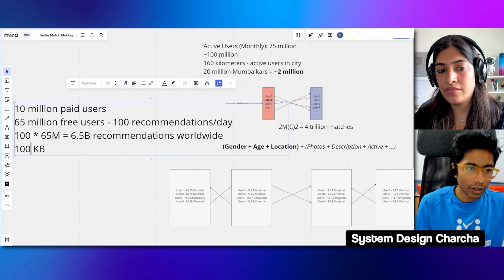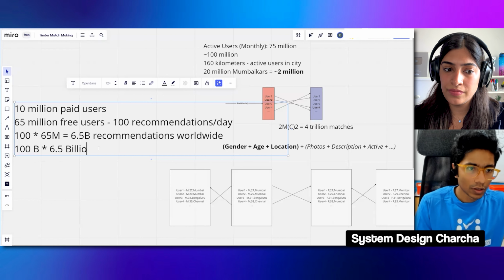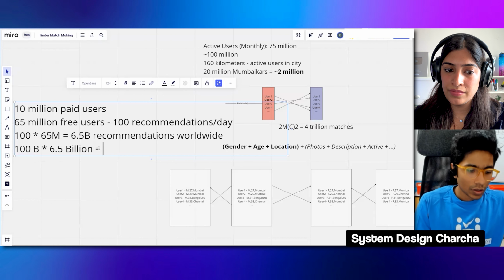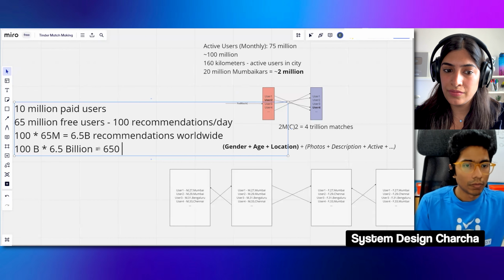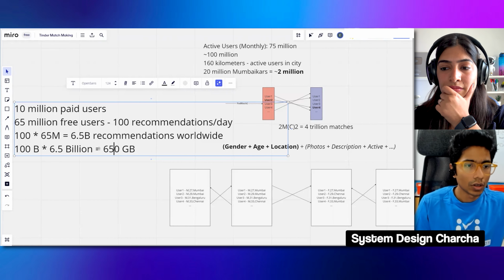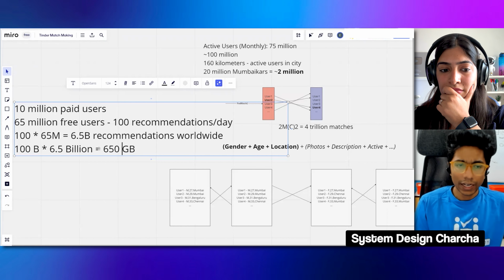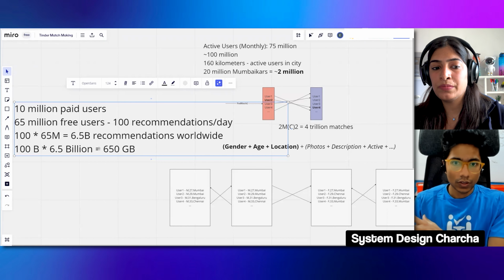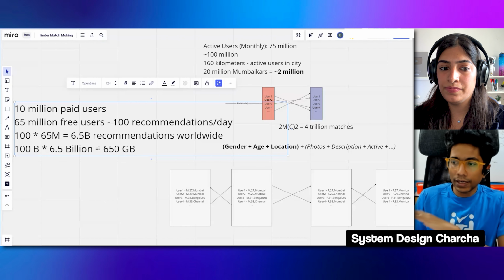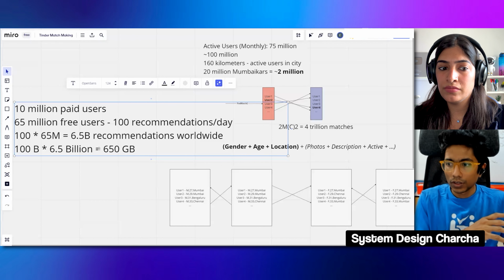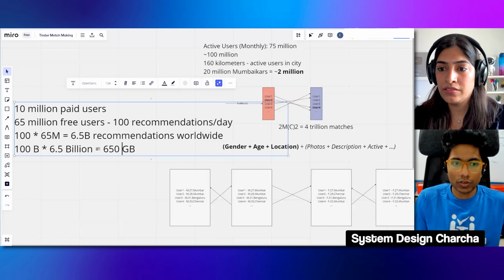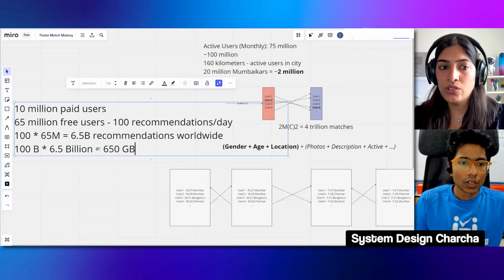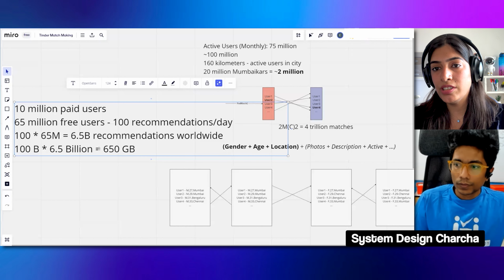Correct. Also, we can shard this. So let's say this is 100 bytes into 6.5 billion, which is 650 gigabytes. So this can be sharded. All the Indians are in one place. It's highly unlikely that the Indians are matching with the Americans, because then the location becomes ridiculous. So India would be what, 20% of this, right?